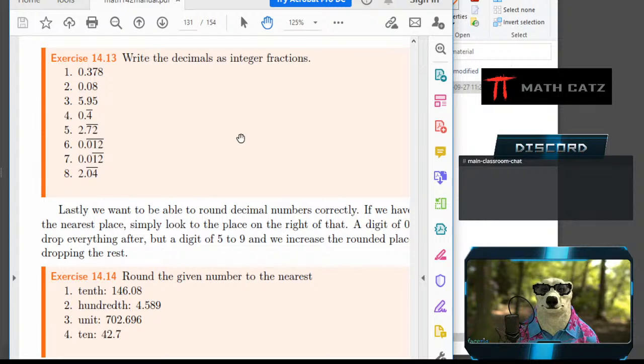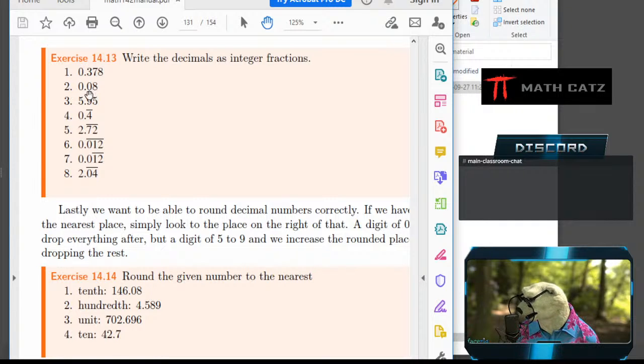Okay, so first of all, let me just start this right. It's a different strategy if you have a terminating decimal versus a repeating decimal. So first of all, you have to look at which kind of decimal you are given, then act according to that. For the terminating decimals, you just count how many decimal places there are. For number 1, for example, there are 3. So it's going to be 378 over 1,000 because 1,000 has 3 zeros.